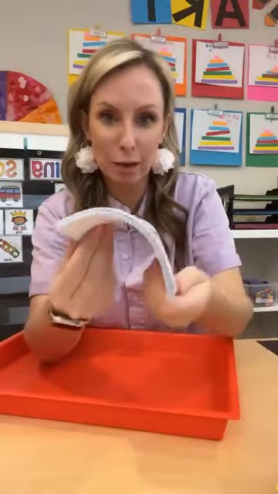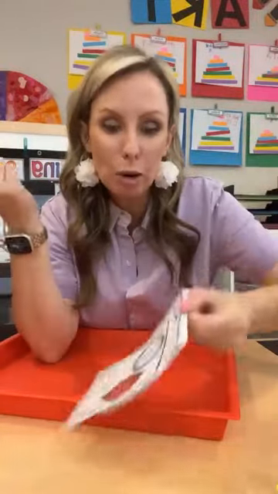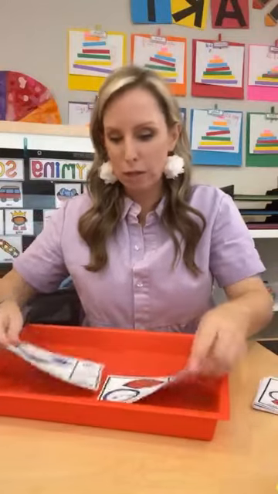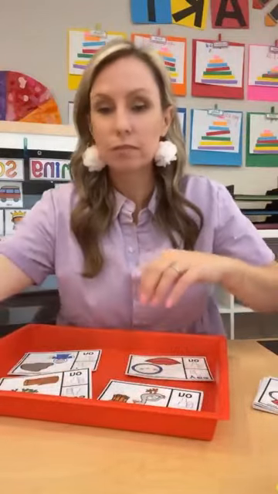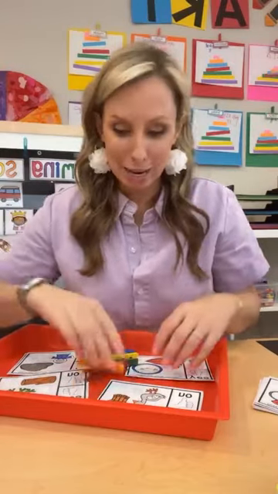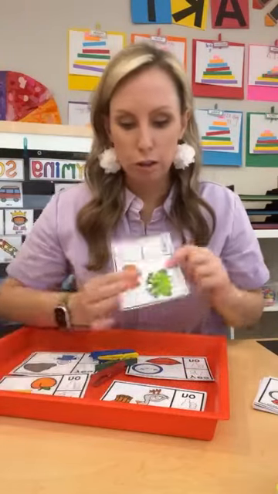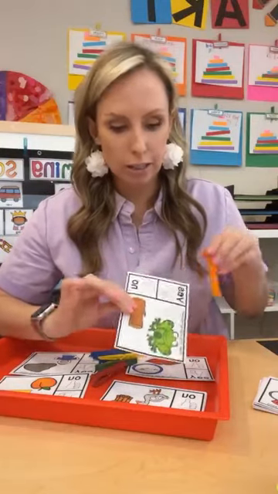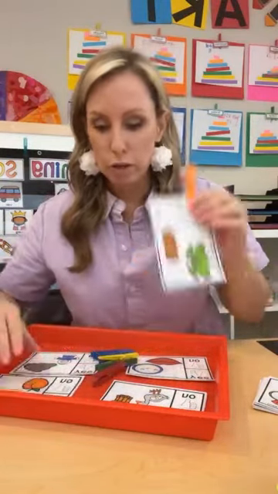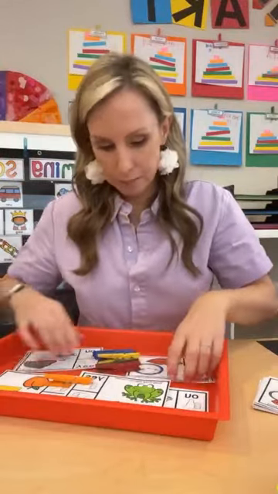Now look at all of these it comes with. You probably don't need to put out all of these in your center. So maybe just have some out on a tray. And then you can add some clips, which is great. Again, we're sneaking in that fine motor. So frog and log, does it rhyme? Yes. You can also put a sticker or a mark on the back so they know if it rhymes.